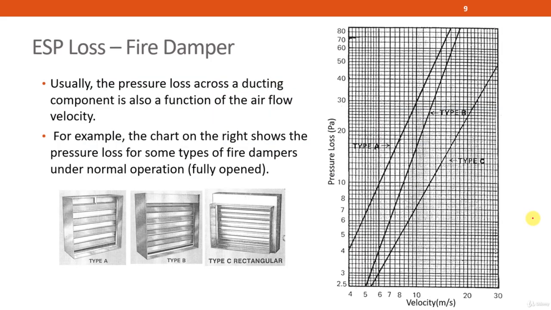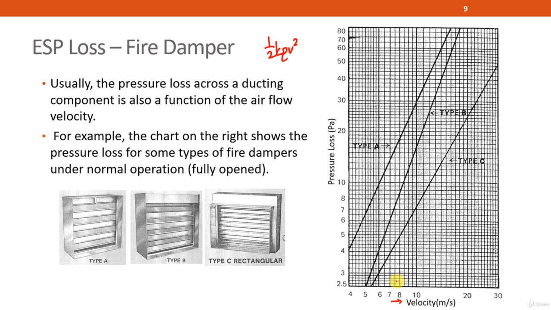So to calculate the losses for fire dampers and all the duct components, other than using half K rho V square, which is what we use to determine the pressure loss at duct fittings, for components such as dampers, usually the manufacturer will have a chart like this. The chart will need the air velocity value and maybe the different types.